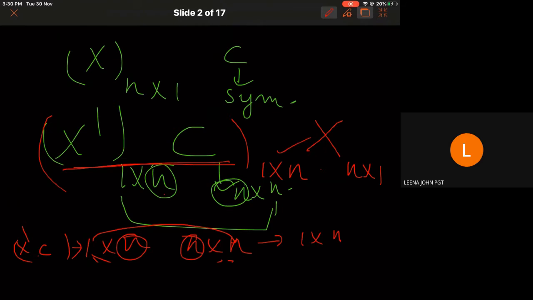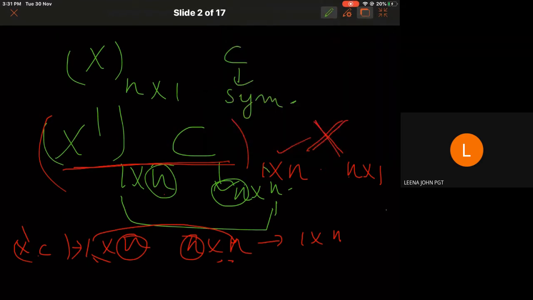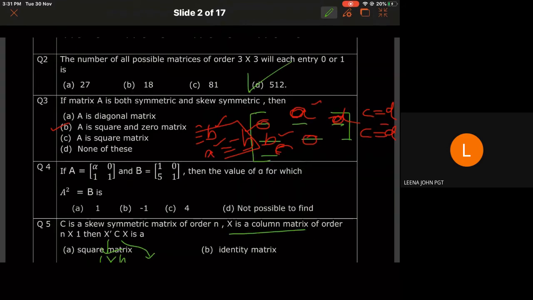Then again you are multiplying with x. X is of order n by 1. Then what will come next? Its product will be of order 1 by 1. So it is 1 by 1. What is the other thing? Square matrix may be given as 1 by 1. The full answers are not given. Okay. So accordingly you can go next.